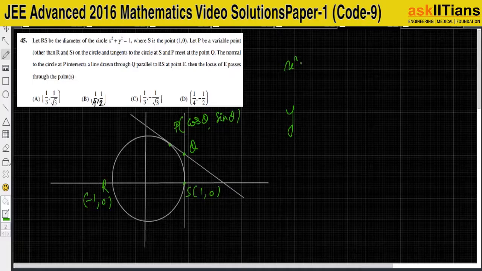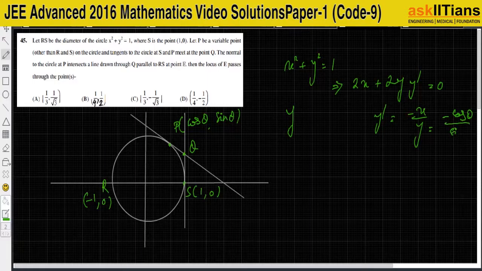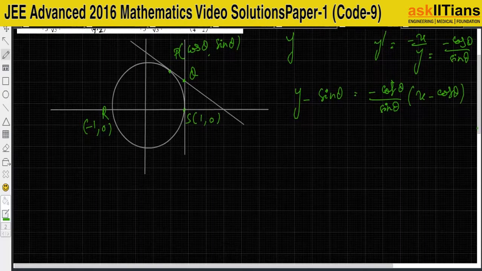What is the curve? x square plus y square is equal to 1. So if I find out the slope, that will be nothing but 2x plus 2y y dash is equal to 0. So from here y dash is minus x by y, which is nothing but minus of cos theta by sin theta, and that's minus cot theta, right? So y minus y1 is equal to minus of cos theta by sin theta into x minus cos theta. So this will be the equation of tangent at point P.